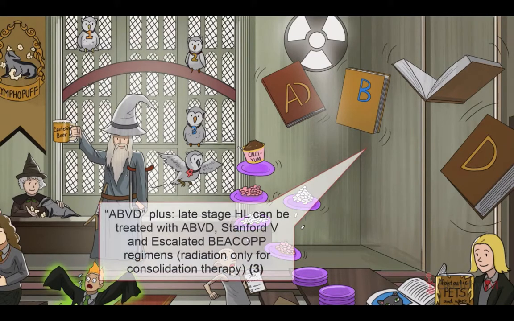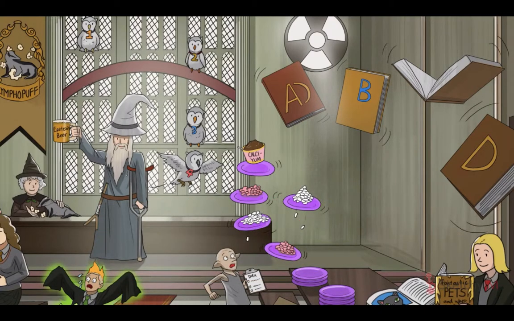Patients with late stage Hodgkin lymphoma will also receive combination chemotherapy. Although the combination of ABVD is an option, there are several other combination therapies available, such as the Stanford 5 and escalated BCOP regimens. Radiation is only used for certain patients for consolidation therapy. Patients with late stage disease have a poorer overall prognosis.